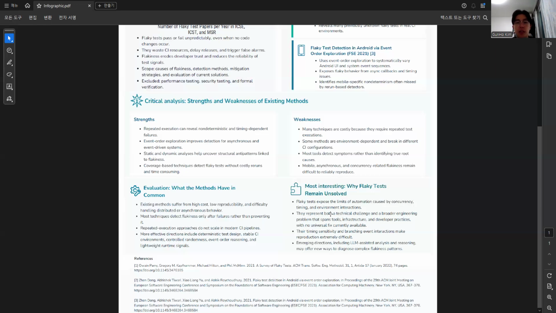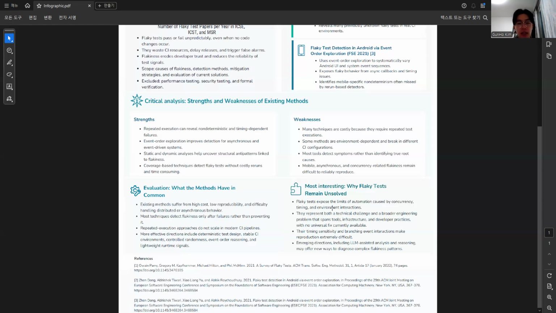Most interesting insight and future outlook. Finally, I just want to talk about the most interesting takeaway, which is that flaky tests expose the limits of automation itself. Concurrency, timing, and environment interactions create unpredictable behavior that even sophisticated tools struggle to capture reliably. This makes flakiness not only a technical challenge but a deeper engineering problem that spans tools, infrastructure, and developer practices.